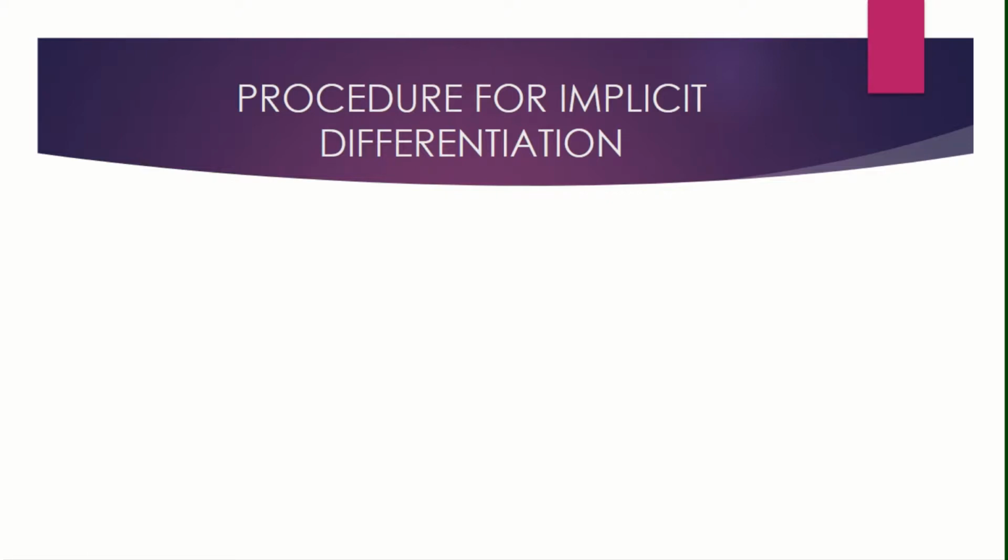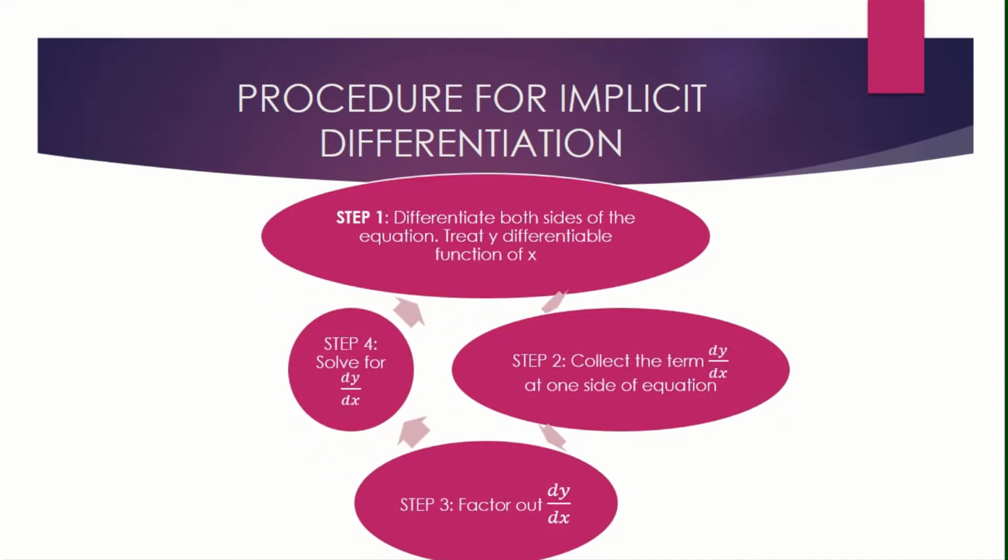The procedure for implicit differentiation consists of 4 steps. In the first step, we differentiate both sides of the equation and treat y as a differentiable function of x. It means that when we differentiate y, we have to multiply it by dy/dx. Step 2, we collect the terms of dy/dx on one side of the equation. Step 3, we factor out the dy/dx. And lastly, in step 4, we solve for dy/dx.